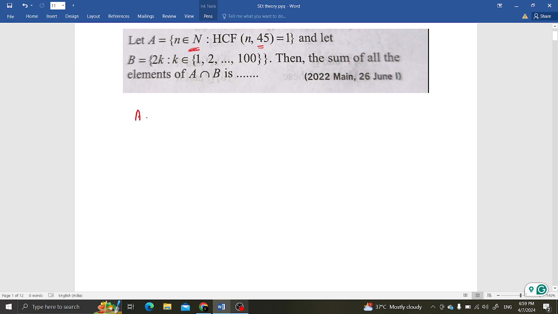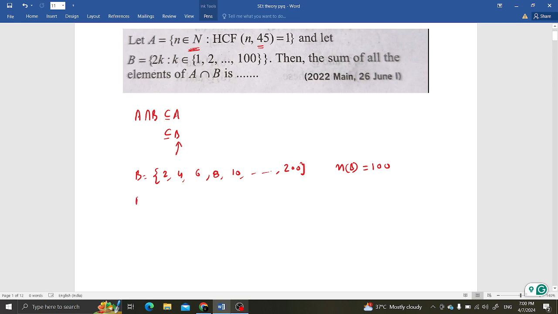First of all, we observe one property: A intersection B is contained in A as well as in B. So actually we need to find a subset of B, and then collect all of its elements and find their sum. So what is set B actually? Set B is 2, 4, 6, 8, 10, and so on up to 200. How many elements are actually in B? The input elements are 100, so the output elements are also 100.